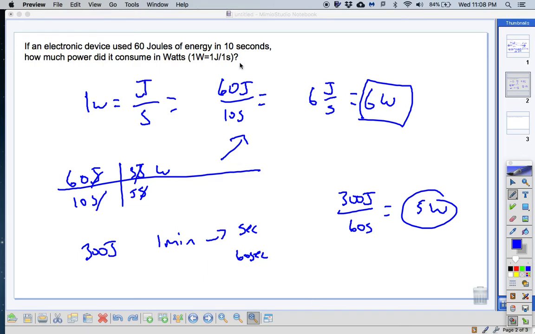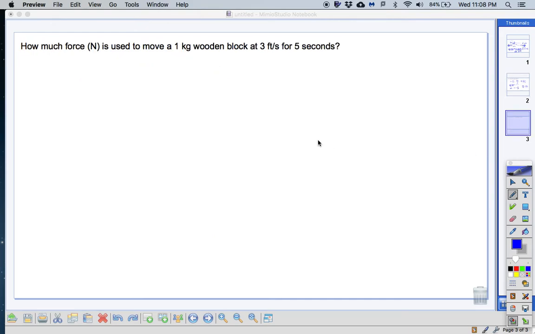Okay, so make sure you're looking at the units. It's joules and seconds. So I need joules on the top, seconds on the bottom. Divide it, you get out watts. All right, the last one, the most challenging one, is going to be something like this.